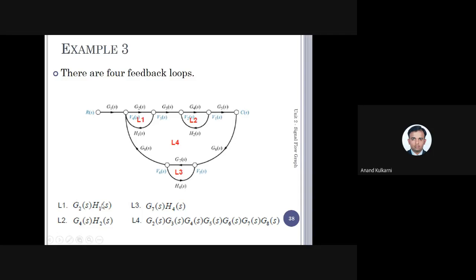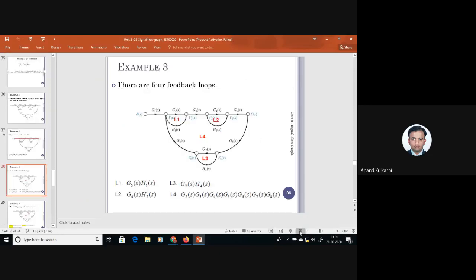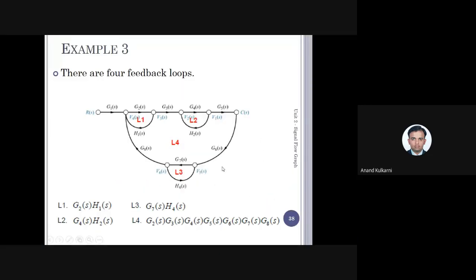Once again, I'll show you in the sketch so you can understand. See this part. Here there is one more loop, G2, G3, G4, G5, G6, G7, G8. So this semicircle is one more loop. So there are 4 loops.